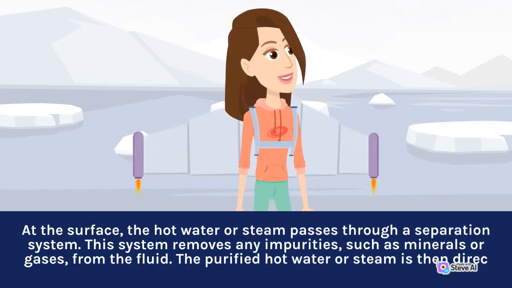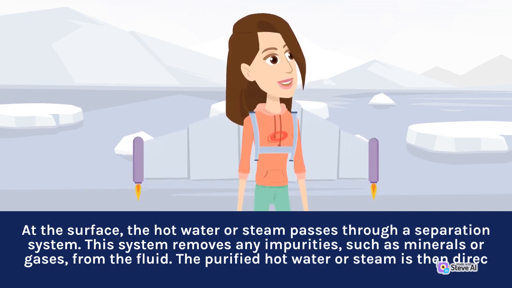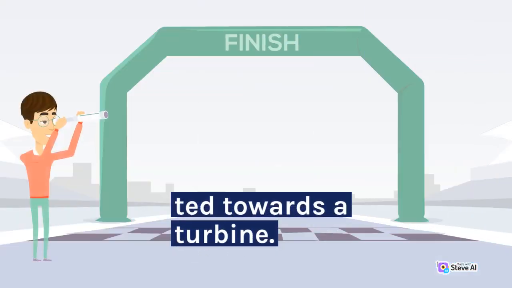At the surface, the hot water or steam passes through a separation system. This system removes any impurities, such as minerals or gases, from the fluid. The purified hot water or steam is then directed towards a turbine.